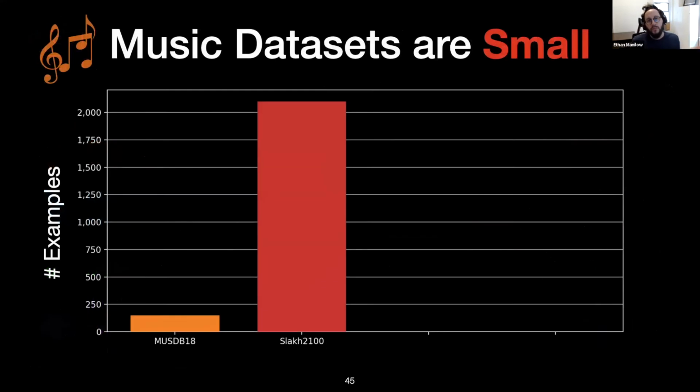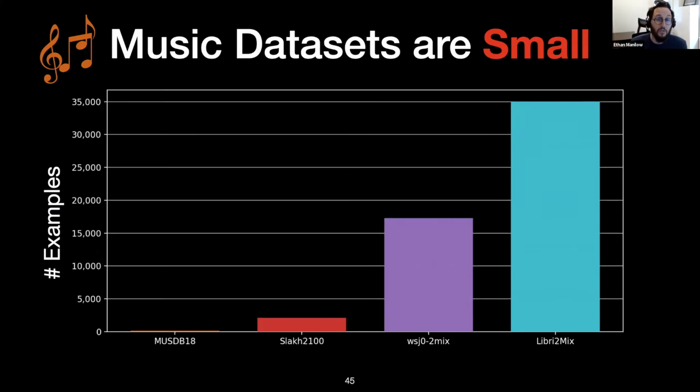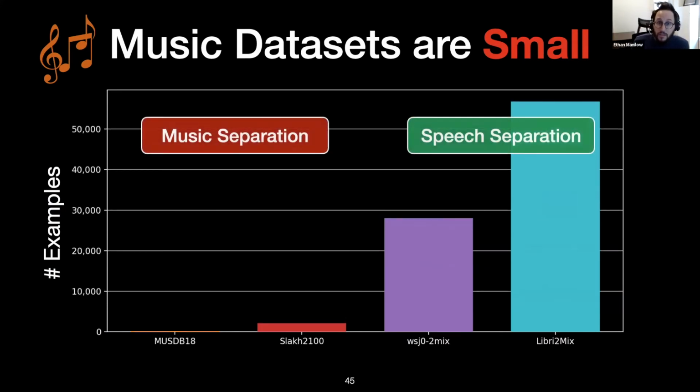So one of the problems with music separation is the data sets that we have are small. The standard data set, MUSDB18, is on the left of this chart, and Slakh2100 is just to the right of that. If we compare these to speech separation data sets, our standard music data sets look tiny. And speech has much less data, much less diversity than music data, one might be able to argue.